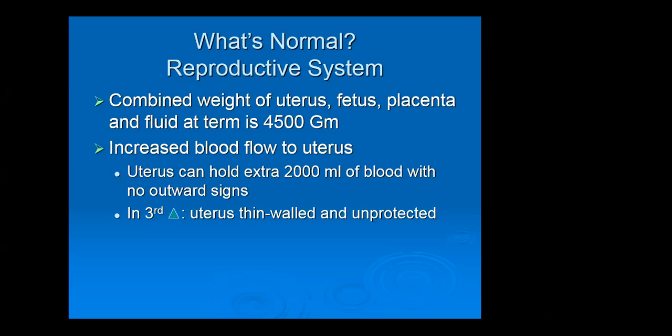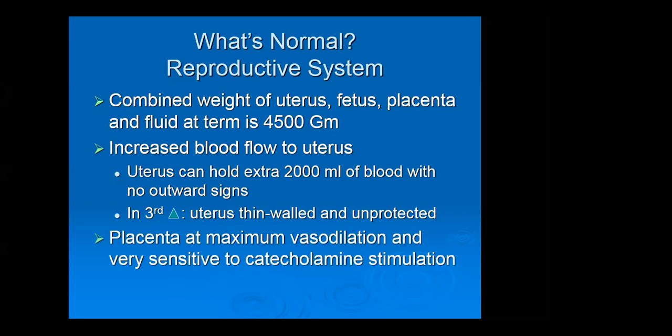And in the third trimester, the uterus wall is pretty thin and unprotected. So, especially again with trauma, it would be subject to ease of rupture. The placenta is at maximum vasodilation and is very sensitive to catecholamine stimulation.